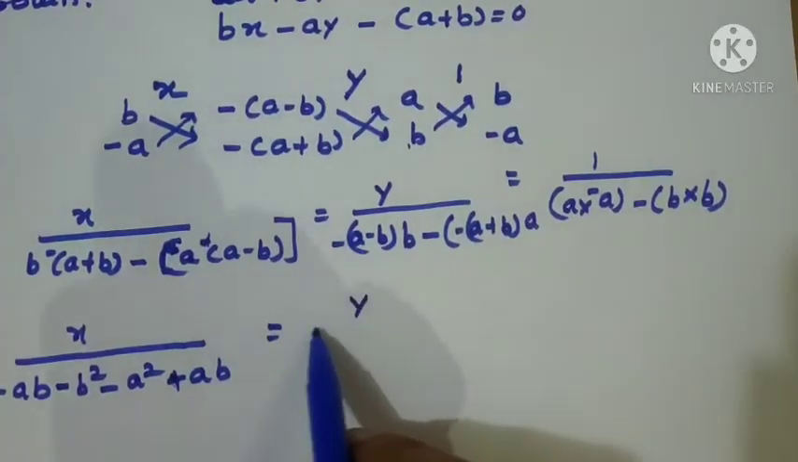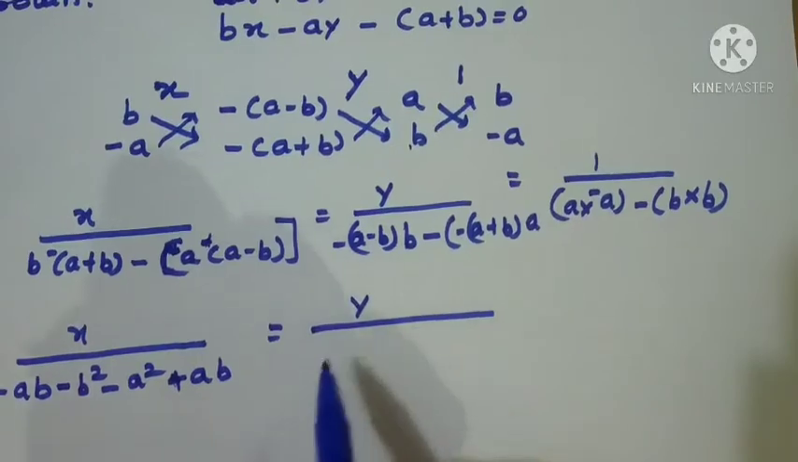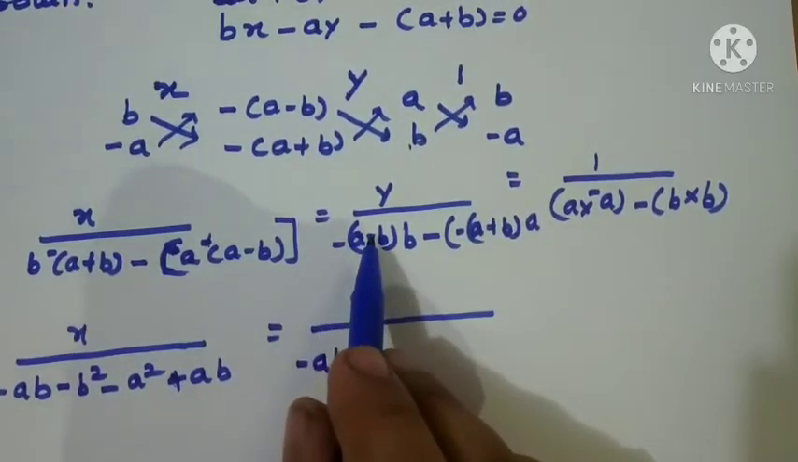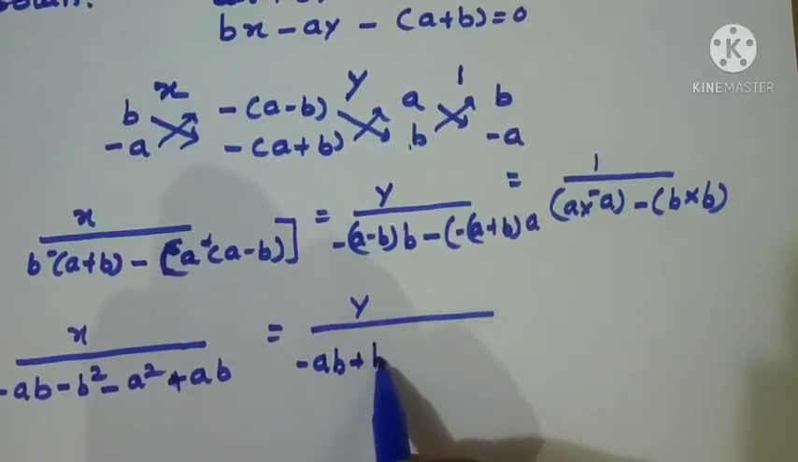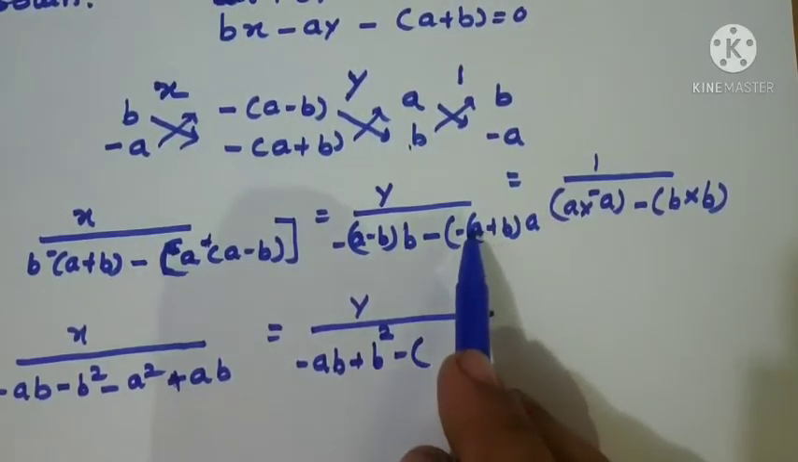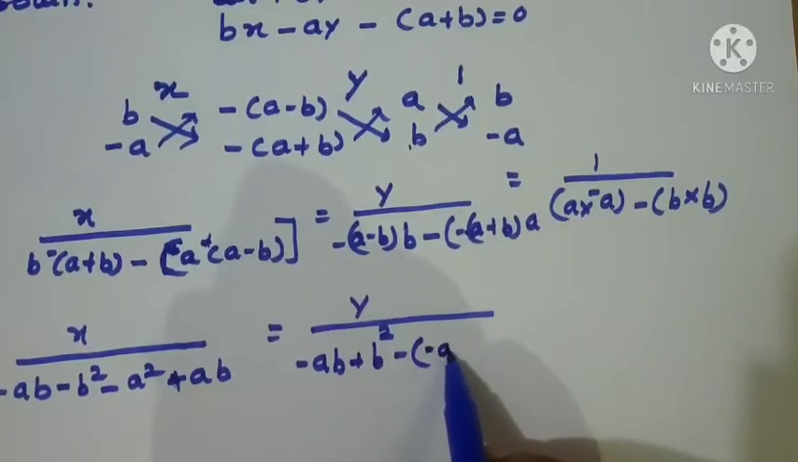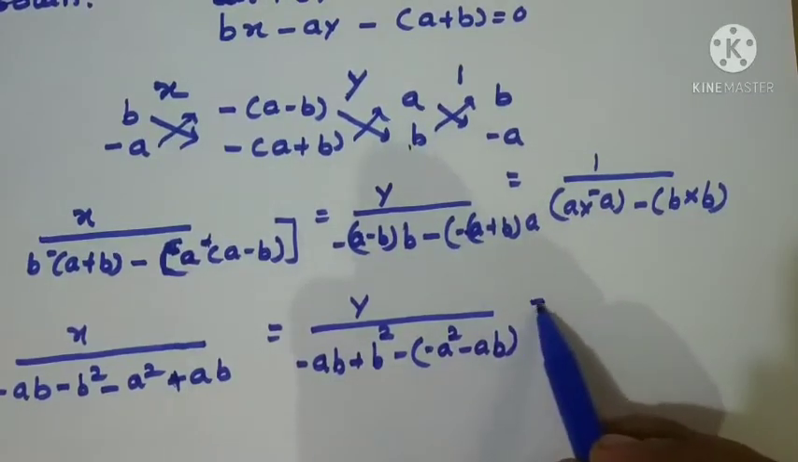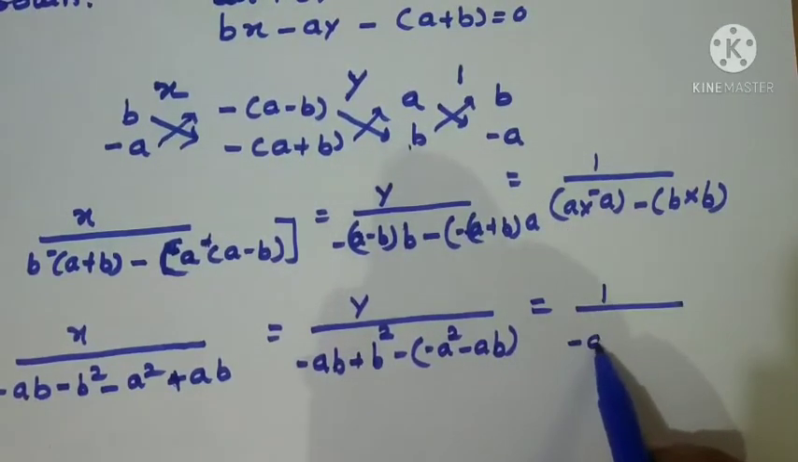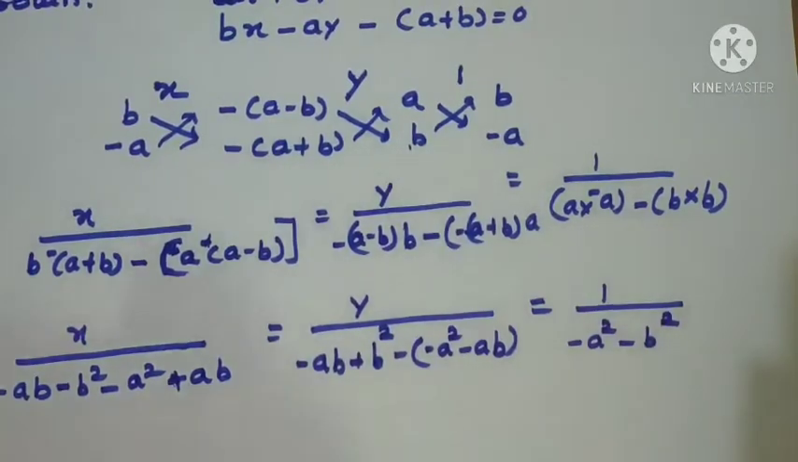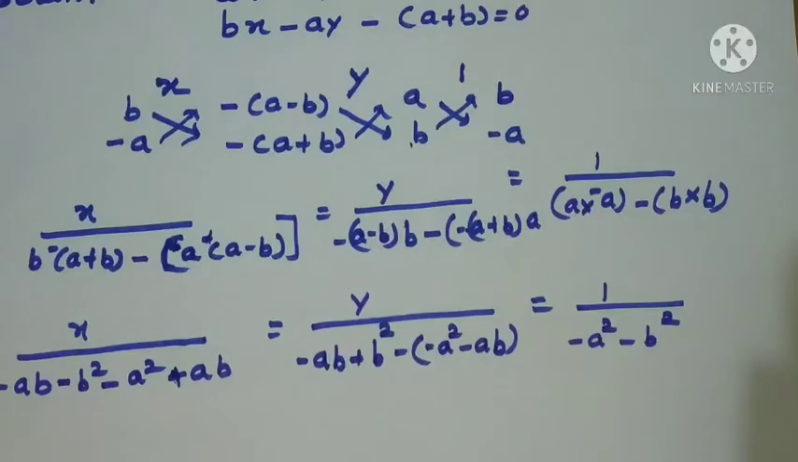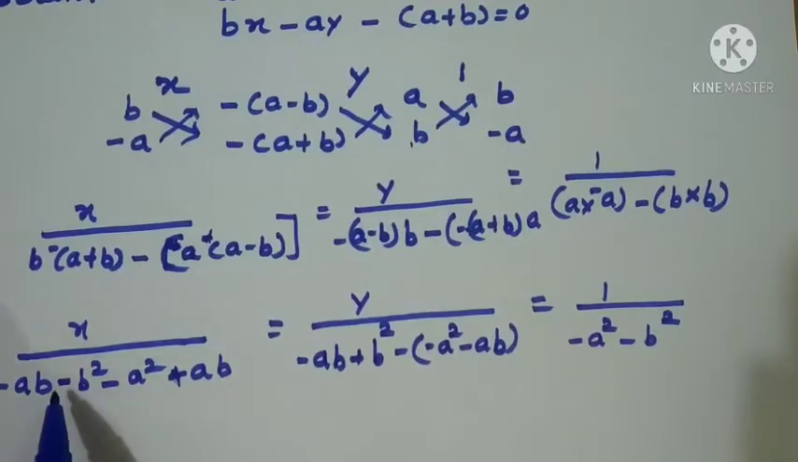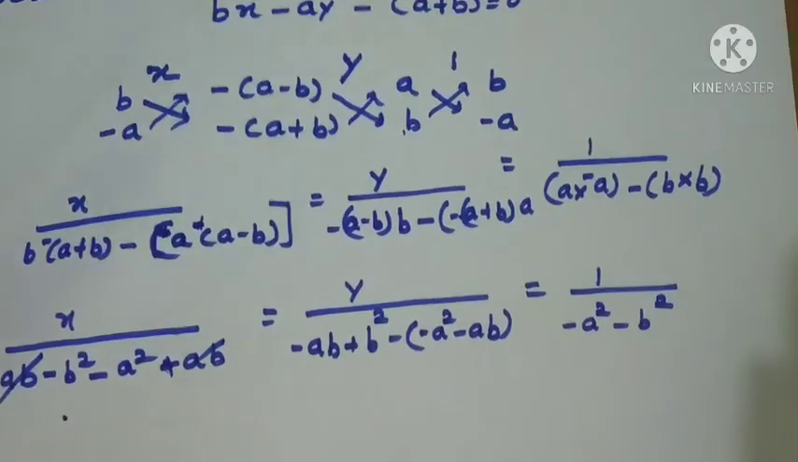Similarly, y expansion, y divided by minus a into b minus ab, minus into minus plus b into b square, minus again minus a into a minus a square, minus b into a minus ab, equal to 1 by a into minus a minus a square minus b square also. Right? What is the next step? Whether we can cancel anything, that we should see. Minus ab is there, plus ab is there, so we can cancel that one. So what is remaining? Minus b square minus a square.